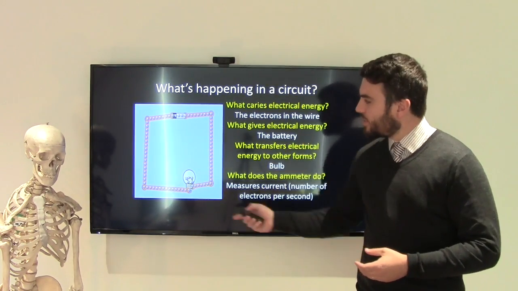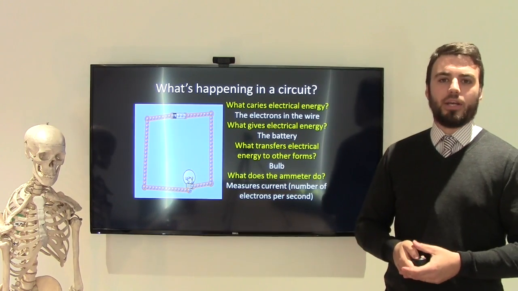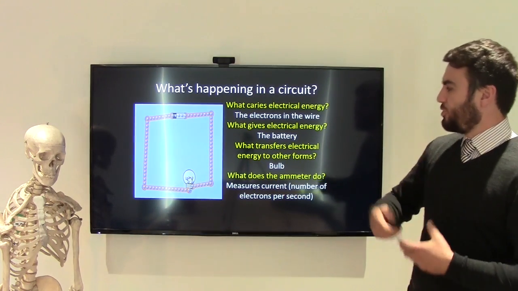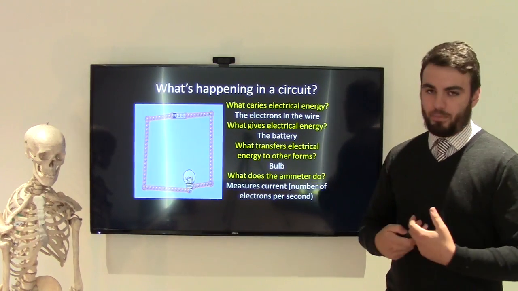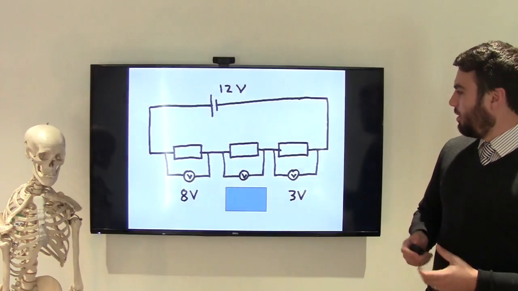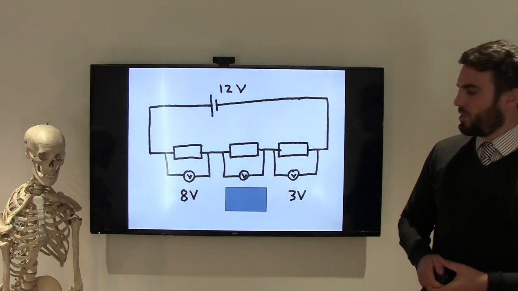The electrons are already in the circuit, they're the delocalized electrons that are in the metal, they're not produced by the battery or anything like that, they're not used up. Okay? Let's have a little look. There's a couple of rules you need to know.